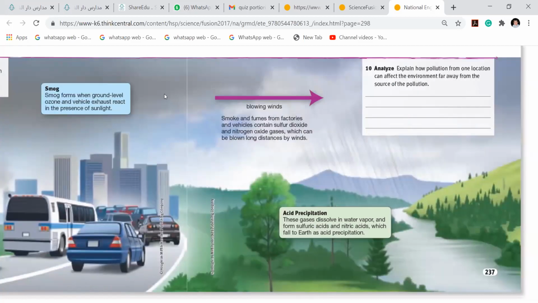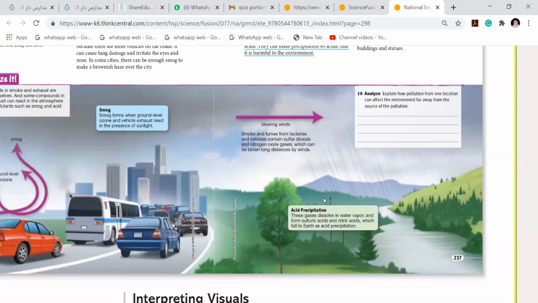Now these smoke and fumes from factories and vehicles contain sulfur dioxide and nitrogen oxide. And that reacts with the rain and forms acid rain. These gases dissolve in water vapor and form sulfuric acid and nitric acid. Like I told you, sulfur oxide means SO2. Nitrogen oxides form nitric acid and sulfur dioxide forms sulfuric acid when they react with oxygen in air. And that comes as an acid rain on earth.